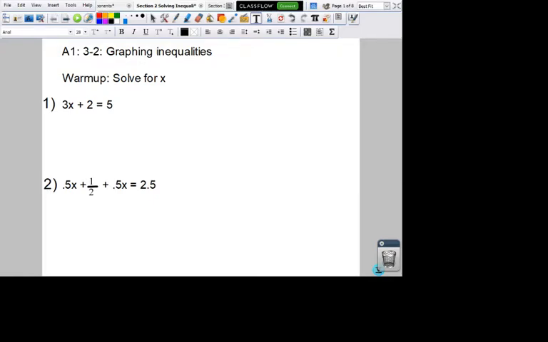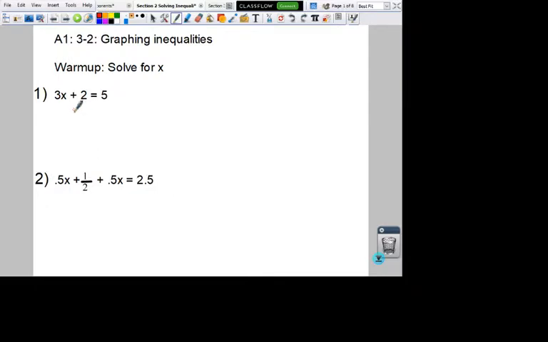All right, so we're gonna get started, and you guys are gonna help me out here on this first one. First thing, Kinsey, what am I gonna do to solve on my first problem here? You are going to minus 2 on both sides. Yep, minus 2 on both sides. And I get 3x equals 3.